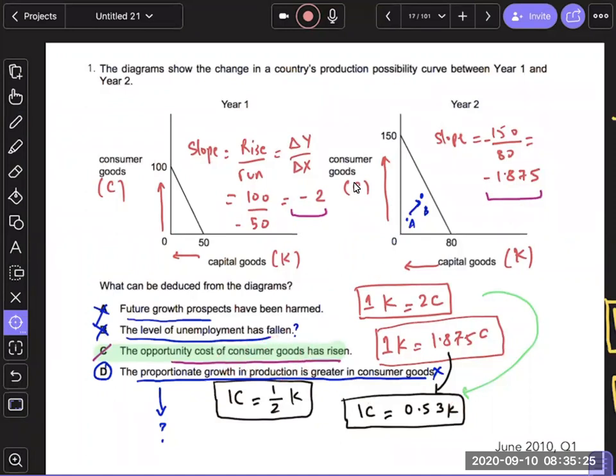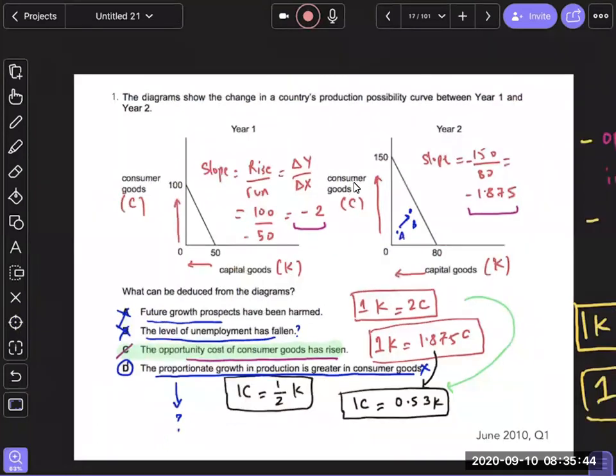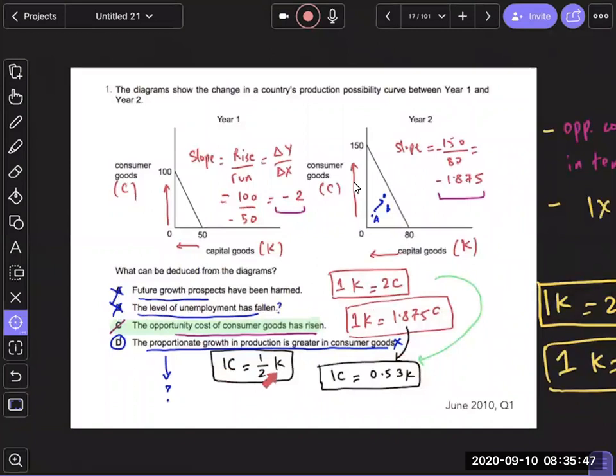Can't we just eliminate the wrong answers in these questions instead of doing the working? Yes, you can, but it's safer to do the working. The reason I'm saying this is because for every 1C, it was 0.5K. You were losing 0.5K. Now for every 1C, you're losing 0.53K. So there is a 0.03K increase. Does that make sense? So there's a rise in opportunity cost.